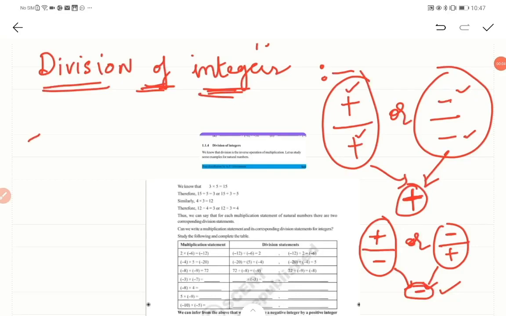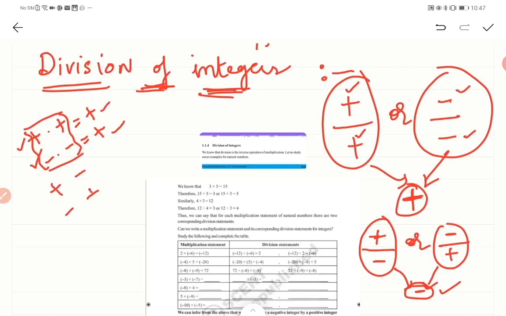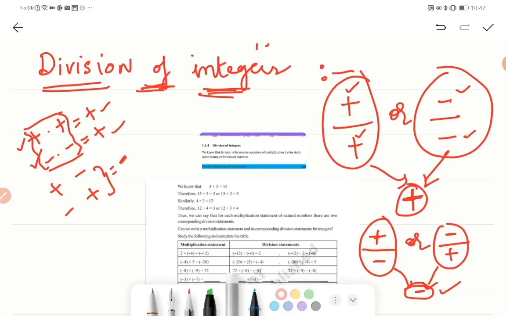So what are the rules for multiplication? If we have two integers for multiplying which are both positive, then the output will be positive. If both are negative, again the output will be positive. So integers of the same sign, when multiplied, give a positive. If one is positive and the other is negative, then the output will be a negative integer. We had seen this in multiplication.